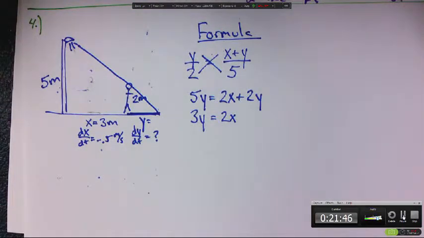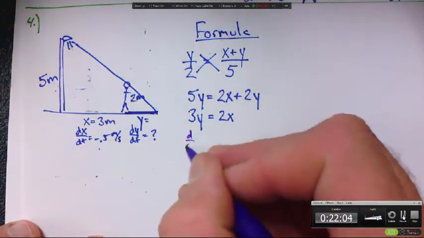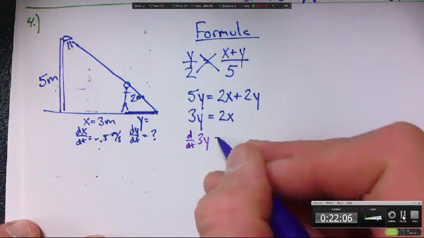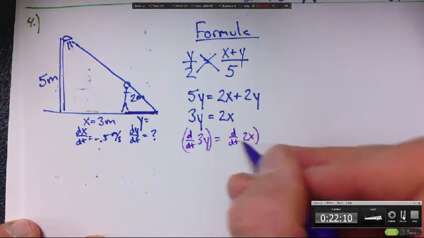Another proportion problem. We've got to our formula, 3y equals 2x. Going with that, we're going to take the derivative of both sides with respect to t. So we're going to do the derivative in terms of time of 3y and the derivative in terms of time of 2x.